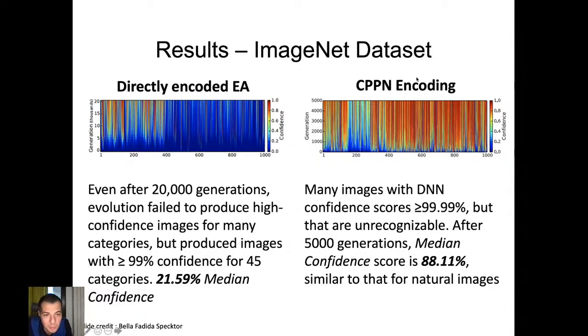However, for CPPN, the results were more successful. After 5,000 generations, the median confidence is almost 90%, and they obtained many images with confidence higher than 99.99% that are unrecognizable.